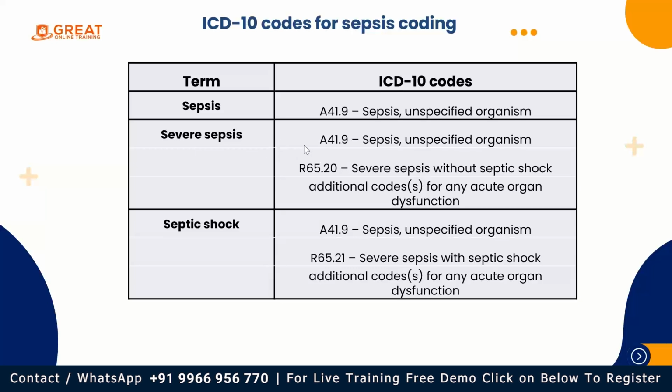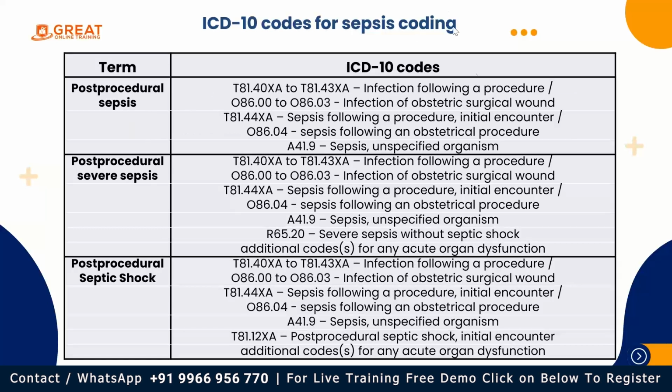So whenever you code severe sepsis, the first code will be A41.9, sepsis, unspecified organism, then R65.20, severe sepsis without septic shock, and the third code is an additional code for acute organ dysfunction. And if septic shock is there, again the same A41.9 for sepsis. The second code is R65.21. Just the fifth character is changed here. If the fifth character is 0, it is severe sepsis without septic shock, and if the fifth character is 1, it is severe sepsis with septic shock. And the third code is an additional code for organ dysfunction.